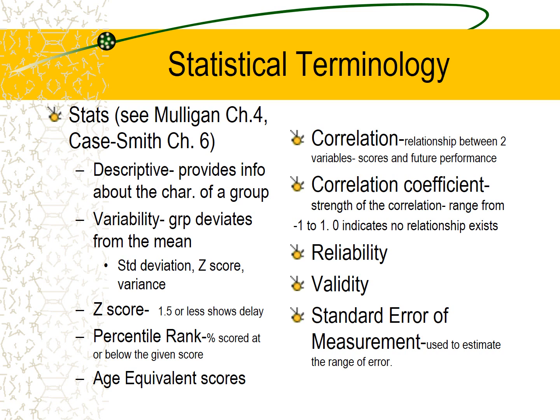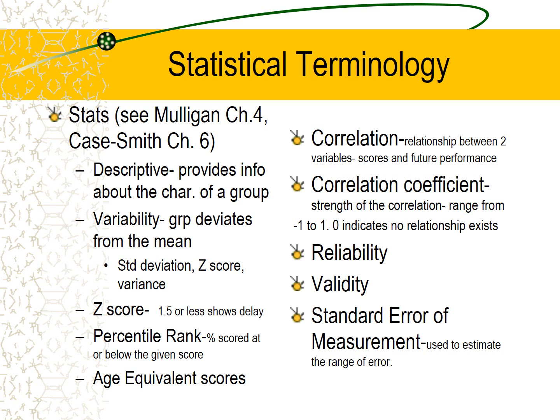Okay, so if you have a z-score of 1.5, okay, so my z-score is 1.5, that means that I am 1.5 standard deviations below or above the mean. Okay, if it's a negative 1.5 z-score, that means I'm 1.5 standard deviations below the mean. Or if I have a z-score of positive 1.5, I'm 1.5 standard deviations above the mean.